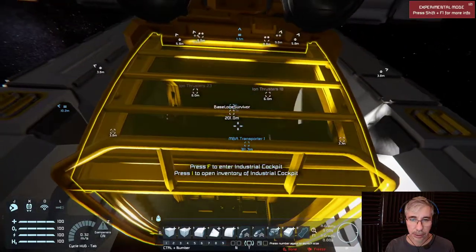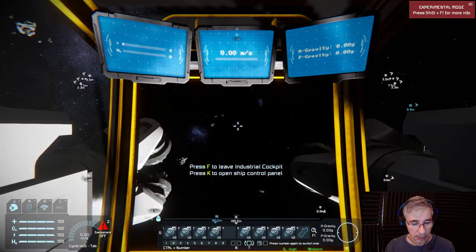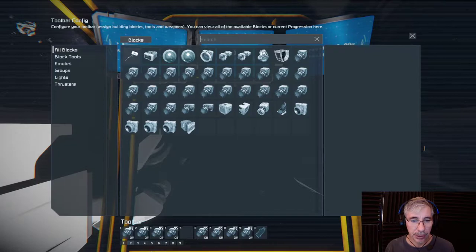So let's test this. So what do we have here? In the first, we have this pitch control, backwards, up. By the way, I have several ideas or suggestions for Keen Software for the Space Engineers game.